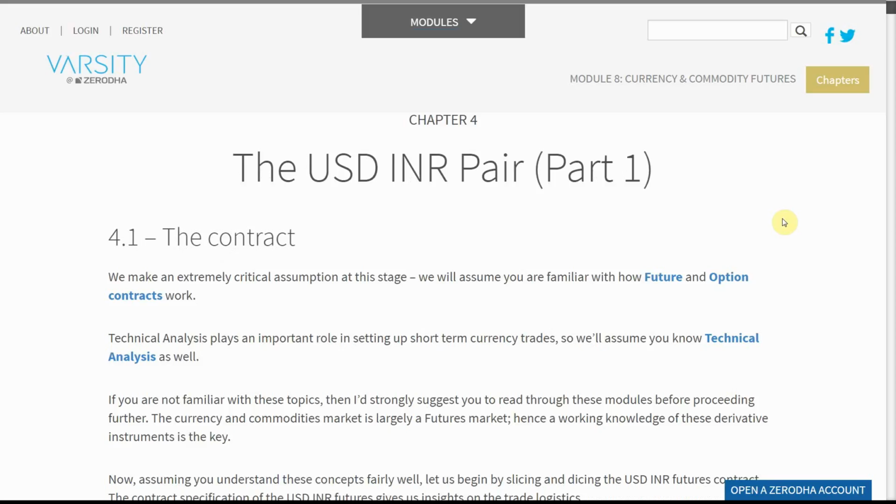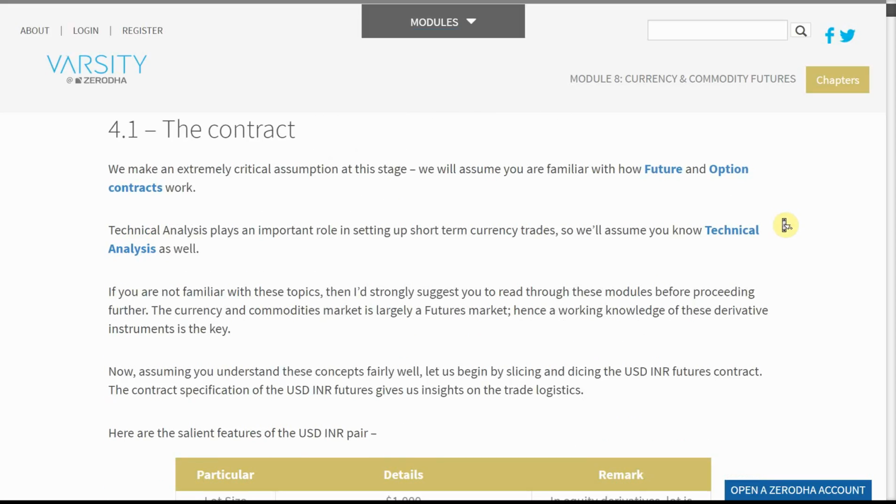Chapter 4. The USD-INR Pair, Part 1. 4.1 The Contract. We make an extremely critical assumption at this stage. We will assume you are familiar with how futures and option contracts work. Technical analysis plays an important role in setting up short-term currency trades, so we'll assume you know technical analysis as well. If you are not familiar with these topics, then I'd strongly suggest you read through these modules before proceeding further.